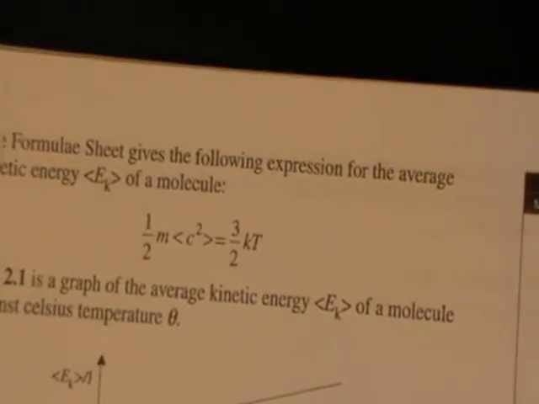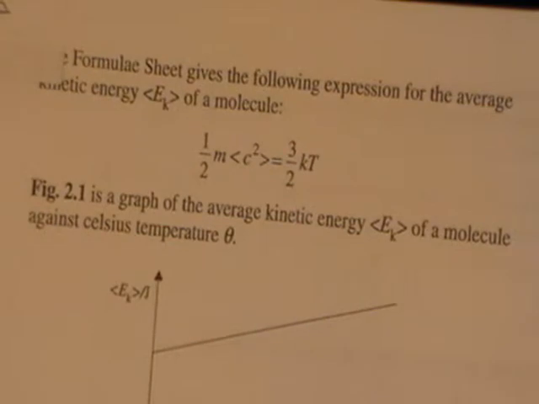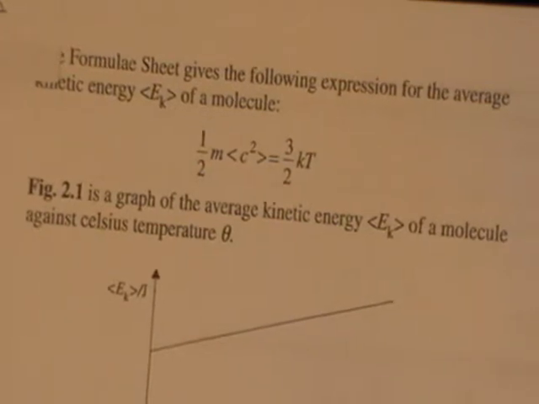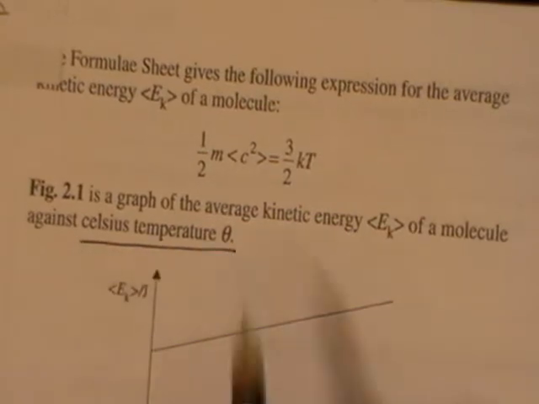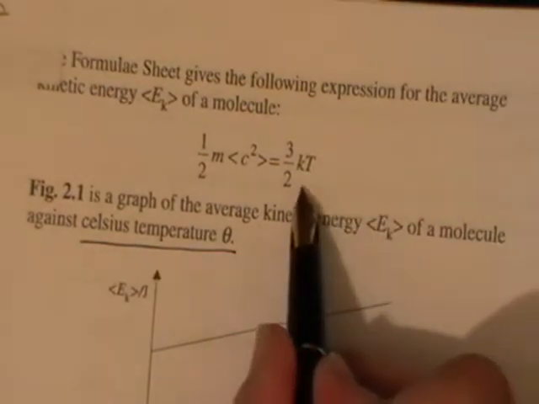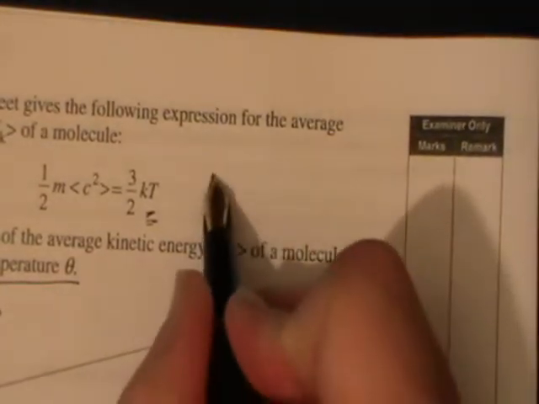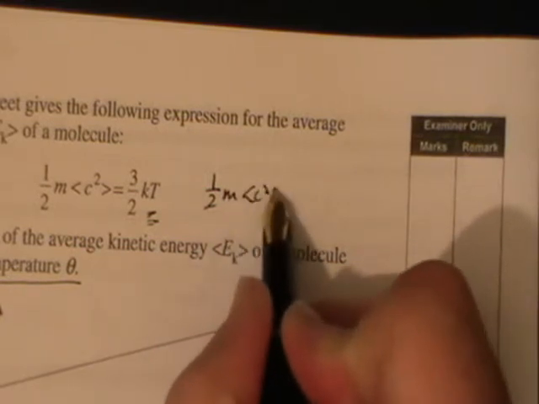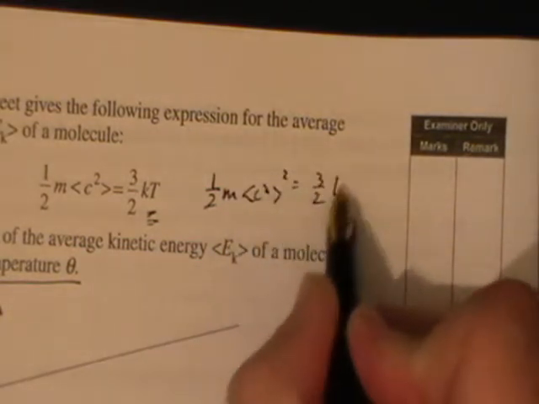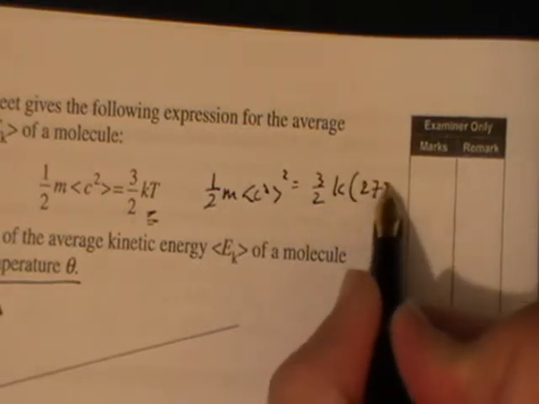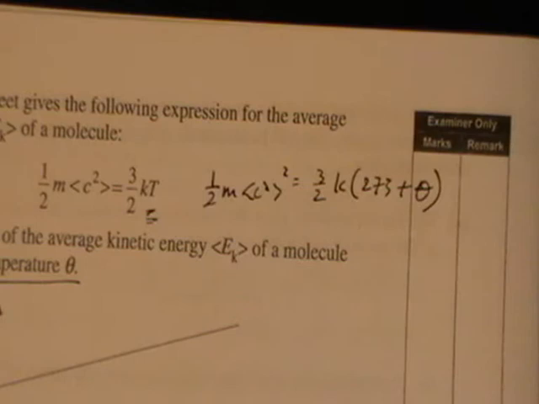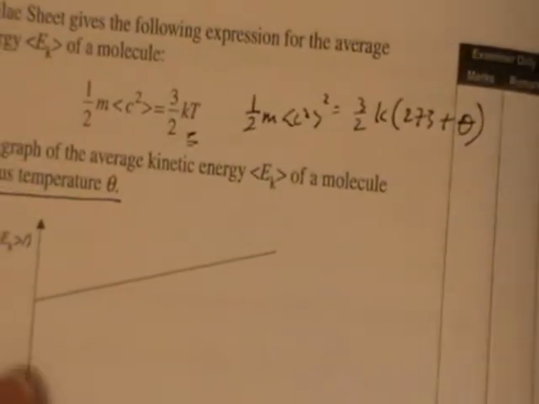The formula sheet then gives us this half m c squared brackets equals 3 over 2 kT. And we've plotted a graph of the kinetic energy EK against the Celsius temperature. Now this is important because this is the Celsius temperature and this is the Kelvin temperature here. So we can rewrite this and say that a half m c squared brackets is equal to 3 over 2 k times 273 plus theta. So that is why we get a graph which has got an intercept, because we have an equation now.